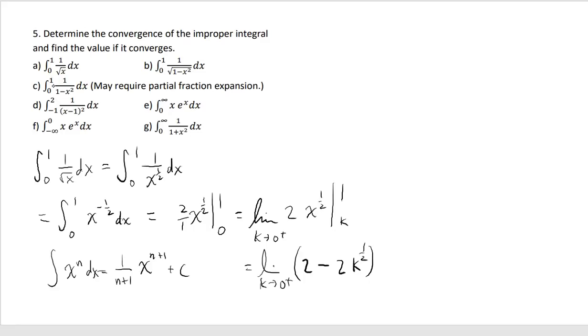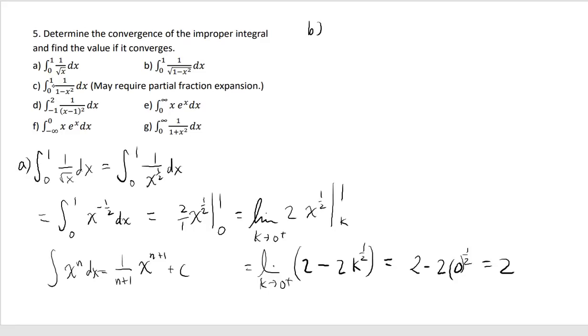Okay. In this case, it does converge to 2, so it looks like you get the same answer regardless of whether you use the limit or not. But you will see in the later examples that we do here that actually you might have a completely different answer when you try the limits. Alright, so we plug in 0 plus. Now what happens? We have 2 minus 2 times 0 to the 1/2 power, but 0 to any power is 0, so that's just 2. So that's the answer to A.